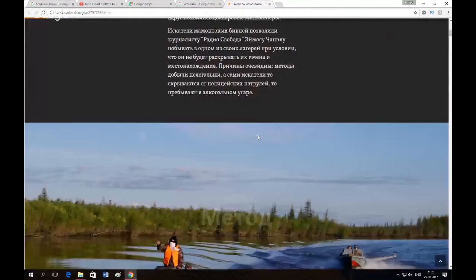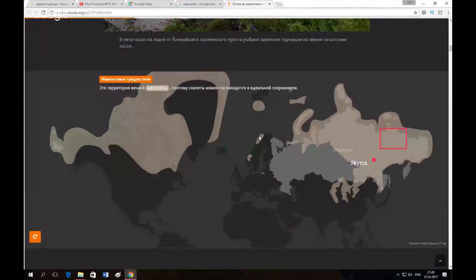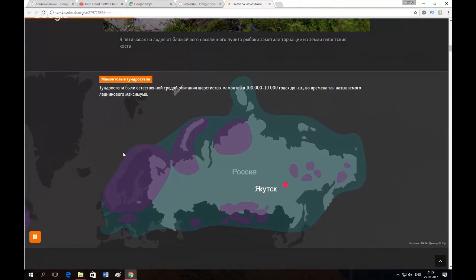Let me show some infographics here again. So this is the so-called tundras, and they're shown like this, the place where so-called mammoths were inhabiting. So these are the areas inhabited by those mammoths in the time of the so-called Ice Age. They call it the Ice Age, so okay, let it be.